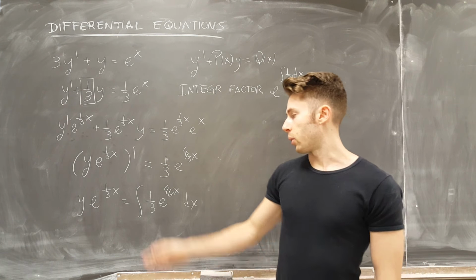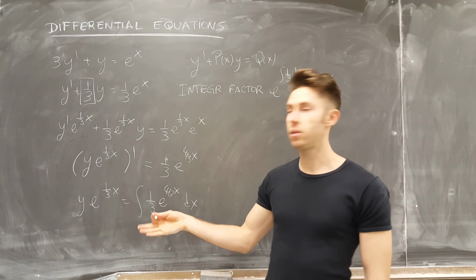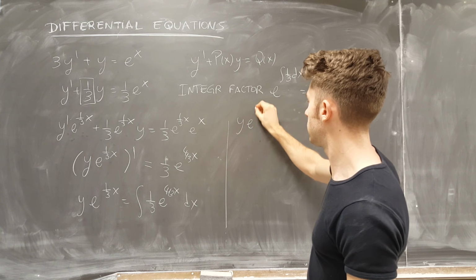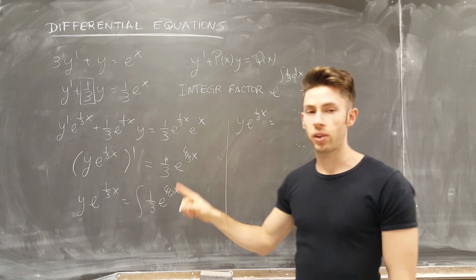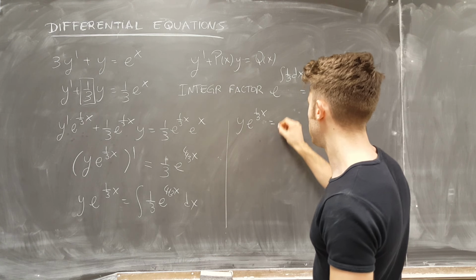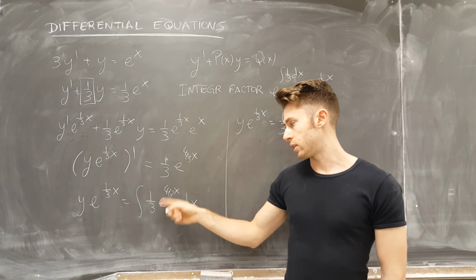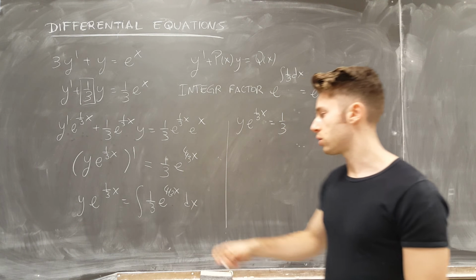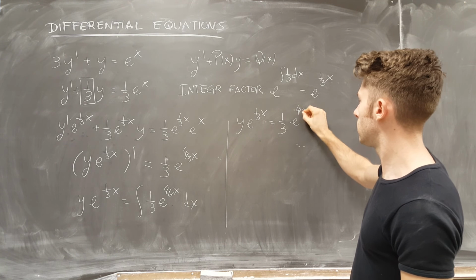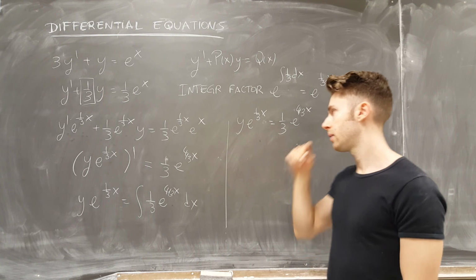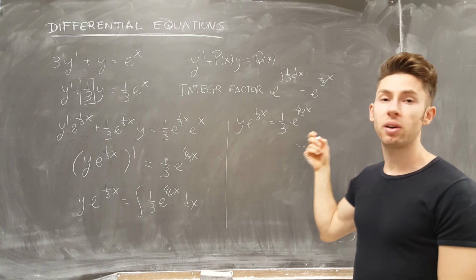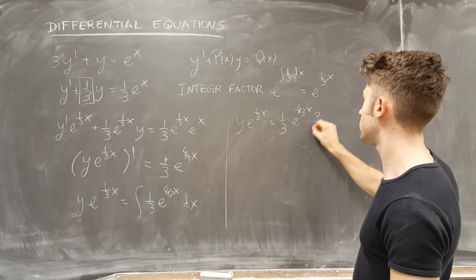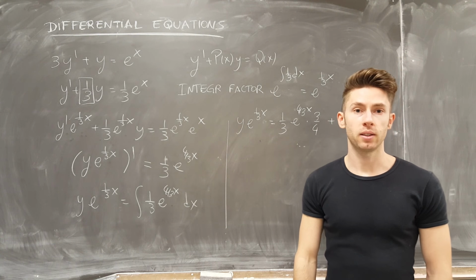Okay, now we compute this indefinite integral. I'll move over here. 1/3 is a constant, it just comes out of the integral. And then this is just an exponential function. We don't even need to use a substitution. We can do it right away. So it's going to be e to 4/3 x. And then I should divide by 4/3, which is the same as multiplying by 3/4. Plus a constant.